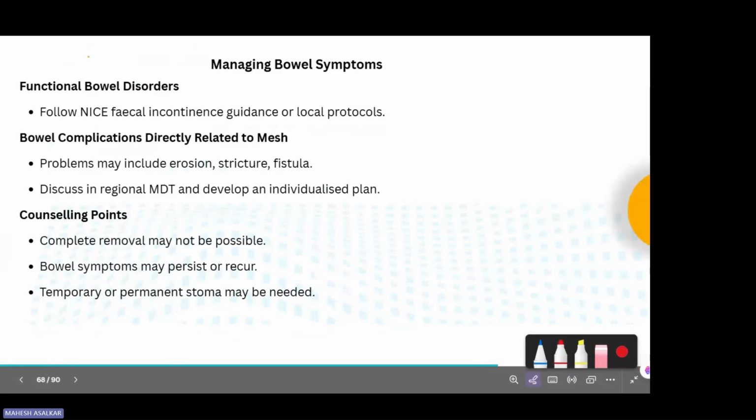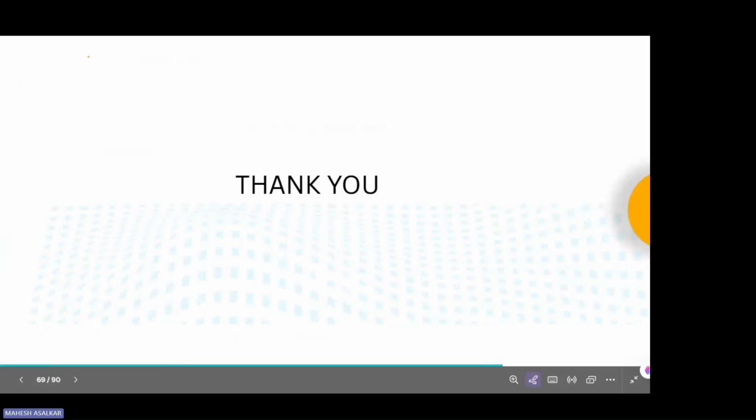Now coming to the bowel symptoms. For functional bowel disorders, follow NICE fecal incontinence guidance or local protocols. For bowel complications directly related to the mesh, problems may include erosion, stricture, fistula, etc. Discuss in the regional MDT and develop an individualized plan. Counseling points: complete removal may not be possible, bowel symptoms may persist or recur, and a temporary or permanent stoma may be required. So if the patient has a bowel complication, these are the things we need to keep in mind.